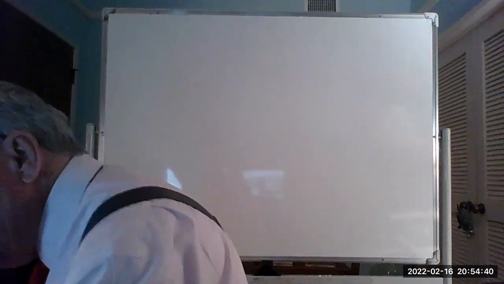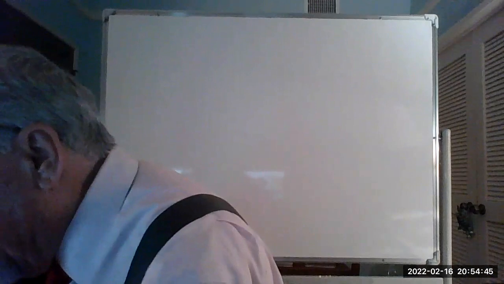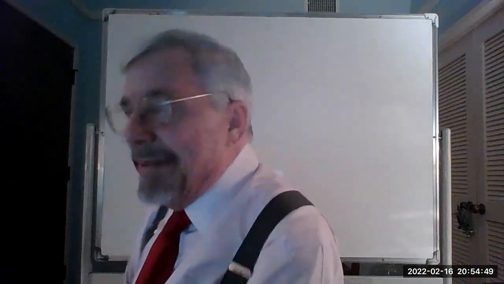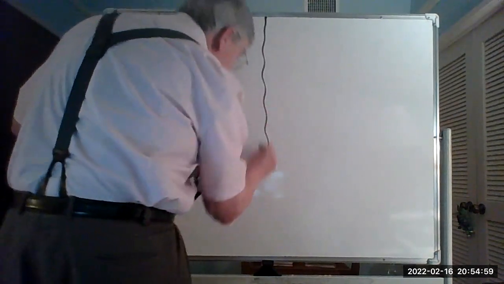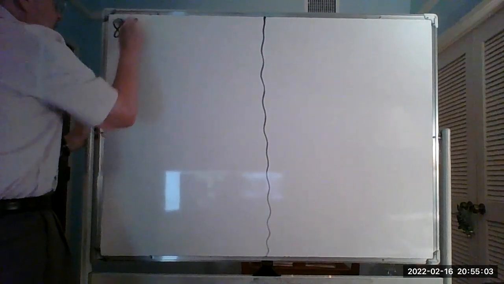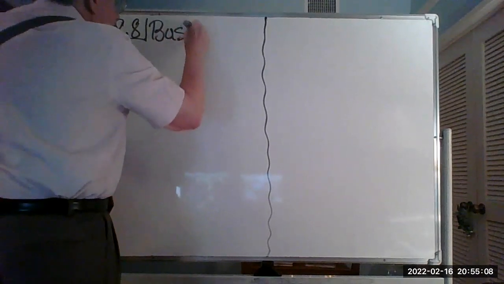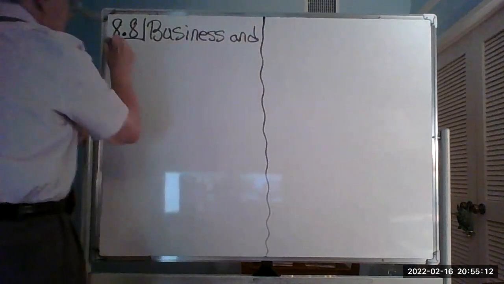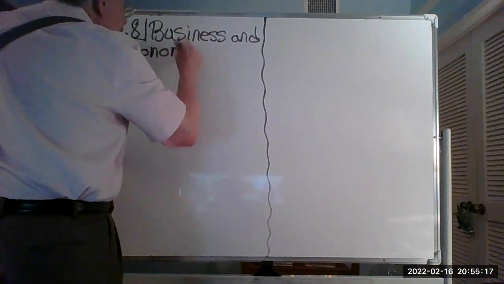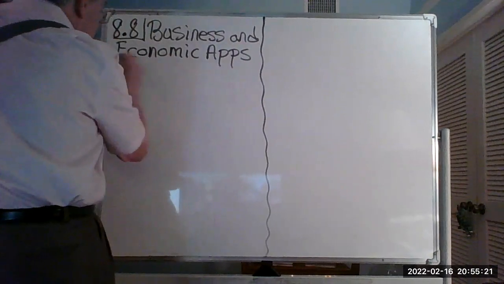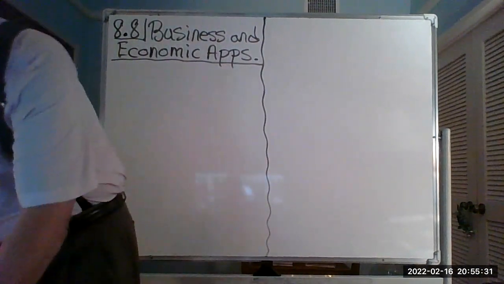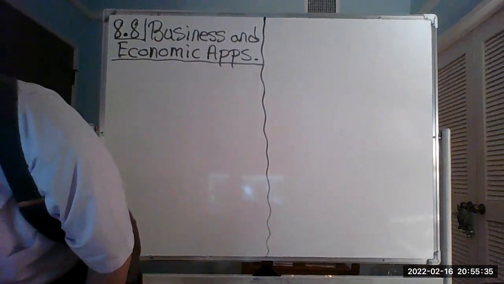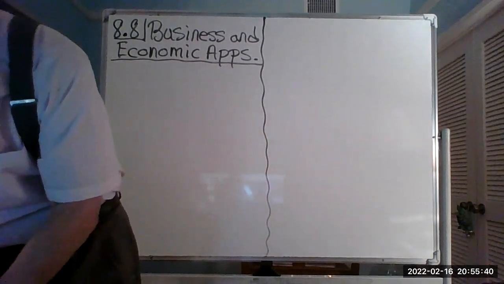Okay, so now we're over in section 8.8 on page 558, where we're talking about business and economic apps. Applications, apps for applications. So I'll give you everything in a nutshell. The two objectives over here are objective A, talking about the break-even analysis, and objective B, supply and demand.